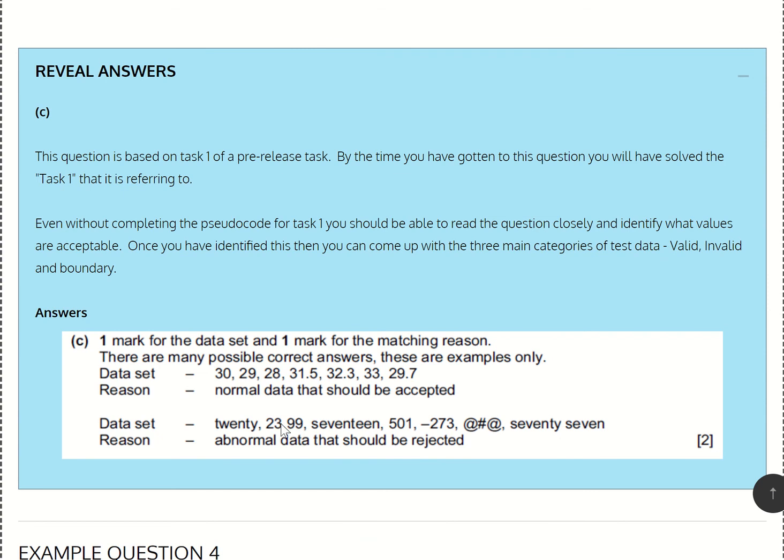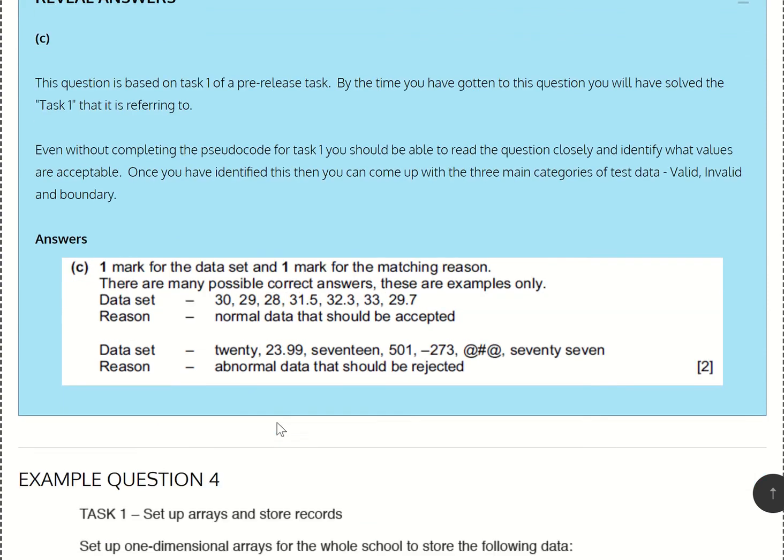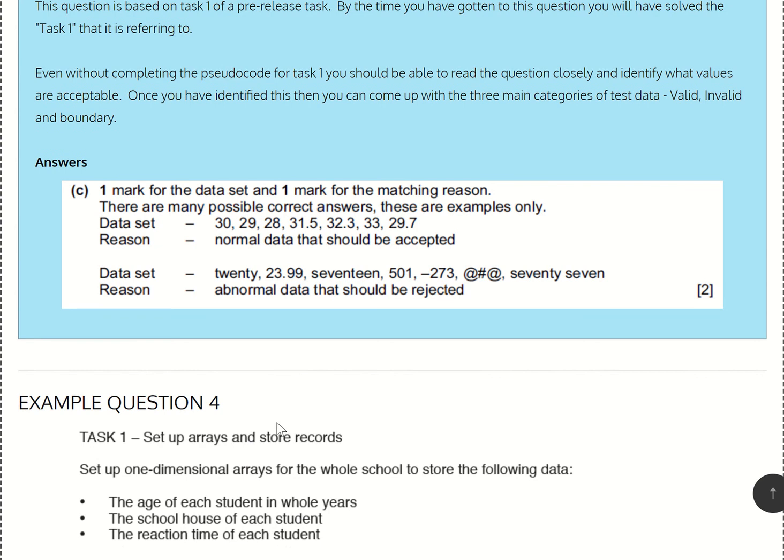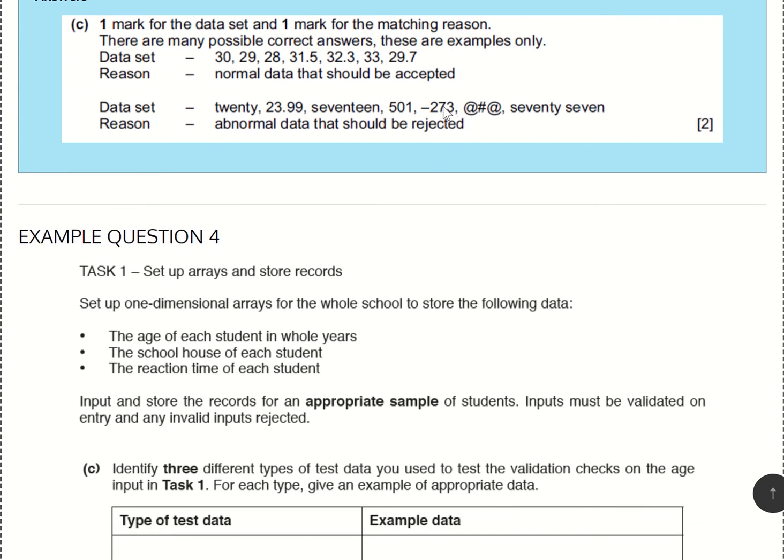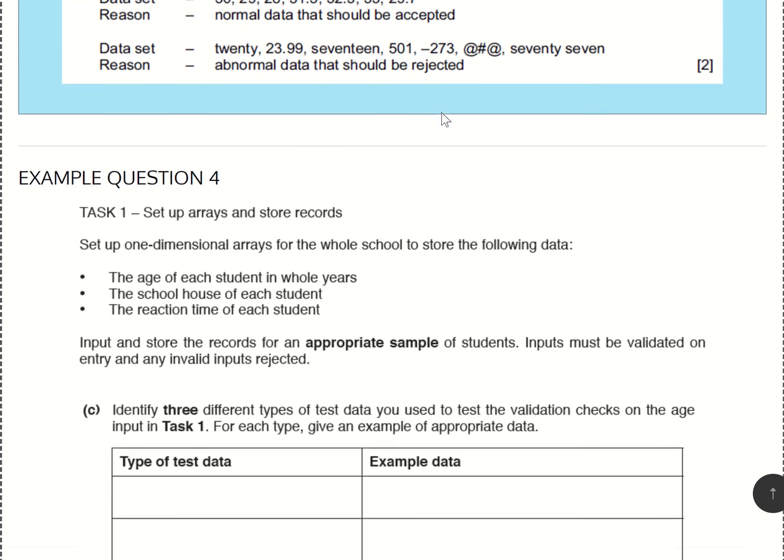This is rejected because this is under the boundary of 24 degrees Celsius, and this is very low, and this is very high. This is above the boundary a lot, and this is under.